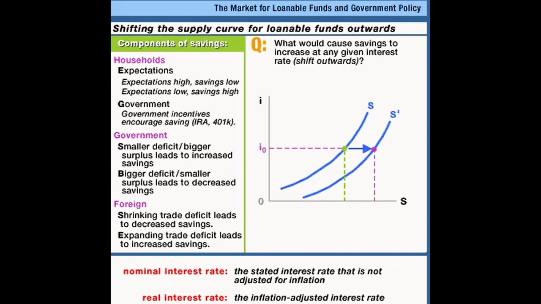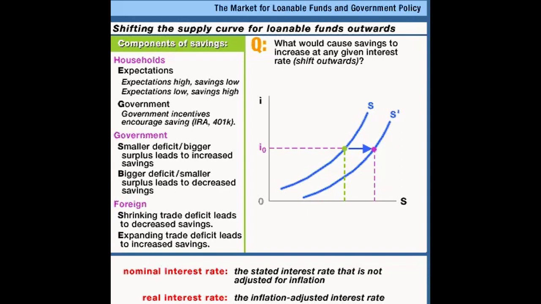So here's the quick summary then of what can cause there to be more savings in our economy at any given real and nominal interest rate. And that is, first of all, a change in household behavior, perhaps due to incentives from the government or a fear of what could happen in the future and the desire to protect yourself with savings. Next, a change in government behavior. If the government runs a bigger surplus, it's saving more. If it runs a bigger deficit, then it's going to be reducing overall savings in the economy.